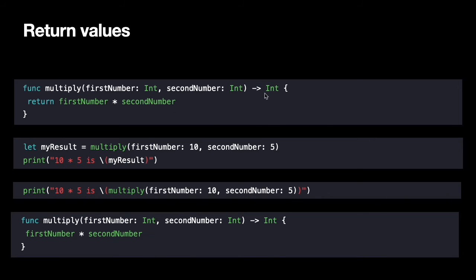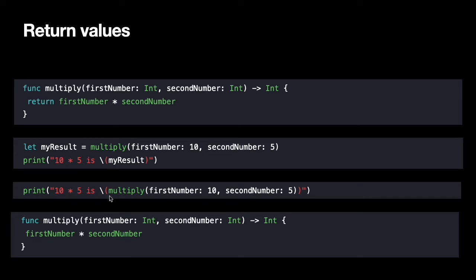Because our return value is an integer, we can use that integer. In this case, here we call the multiply function, and the compiler knows multiply will return an integer, so we can define a new constant myResult, and the compiler can infer that it is of type integer because the function multiply is returning an integer. And then we can use this new myResult constant integer in string interpolation. We could even go further, and we could actually call our function directly in our string interpolation.